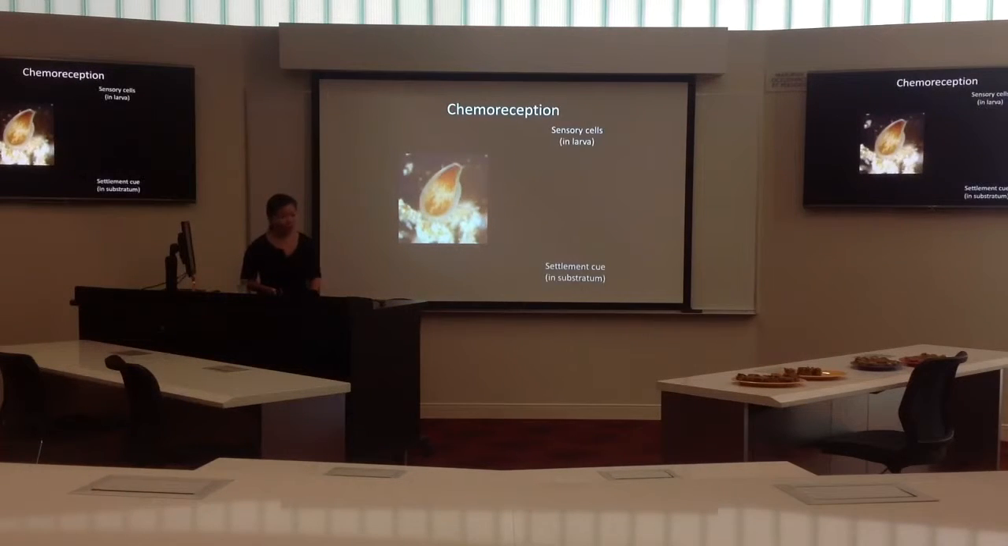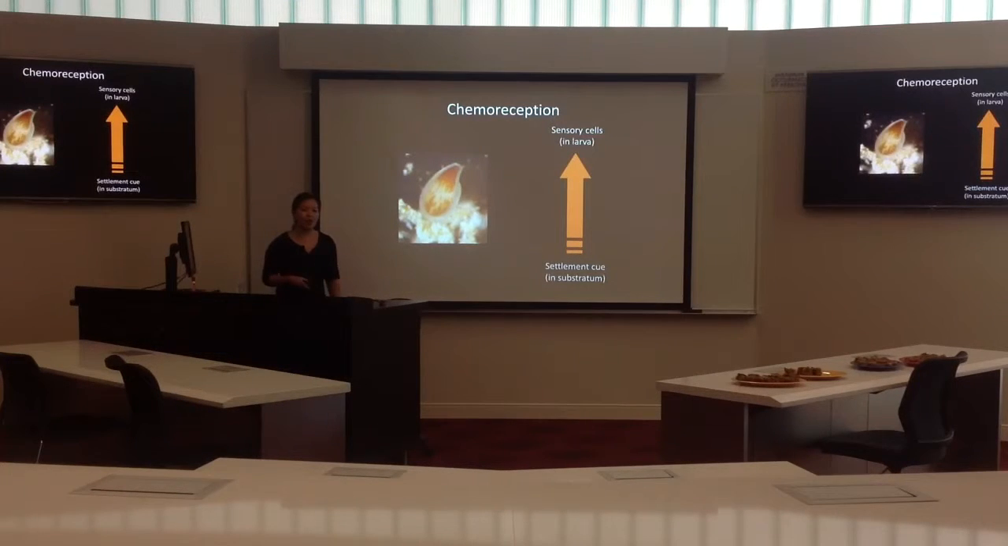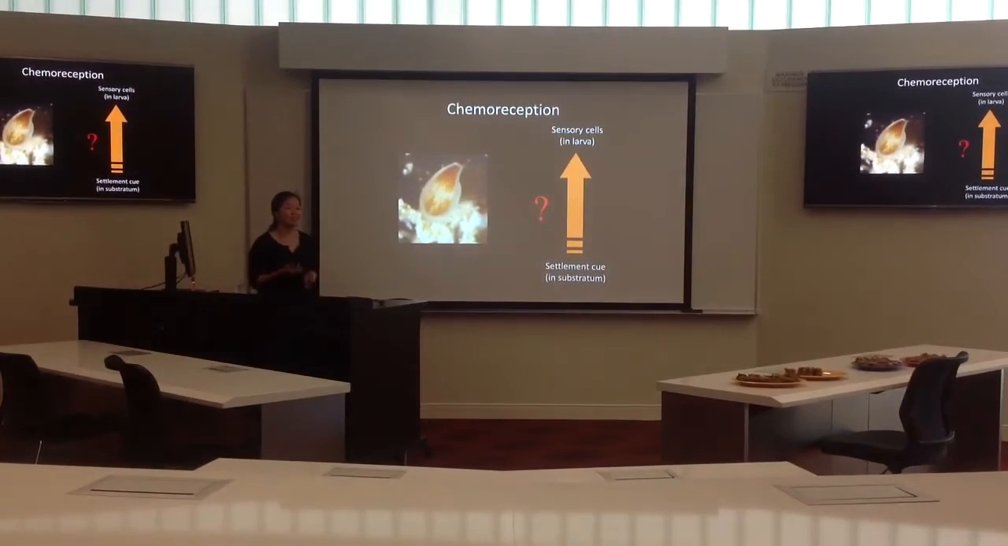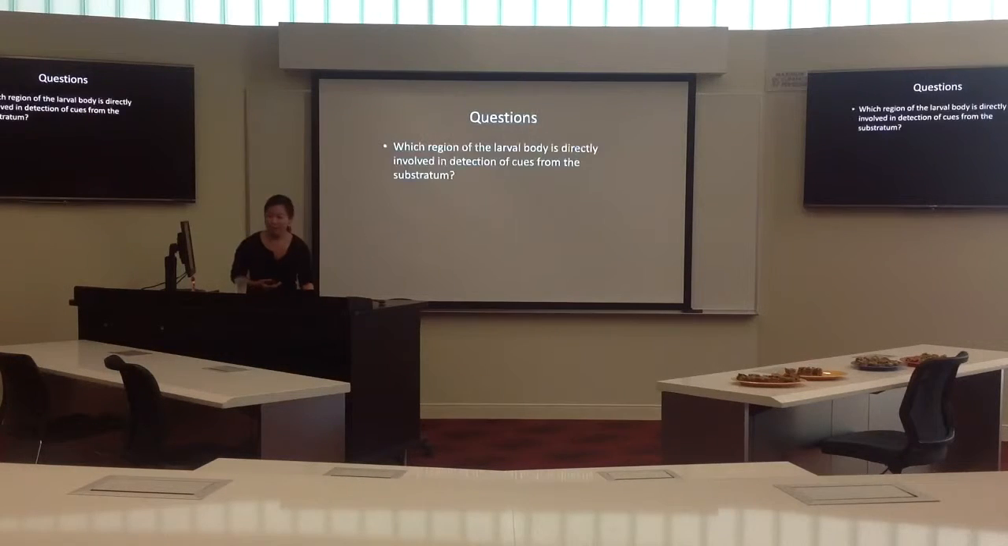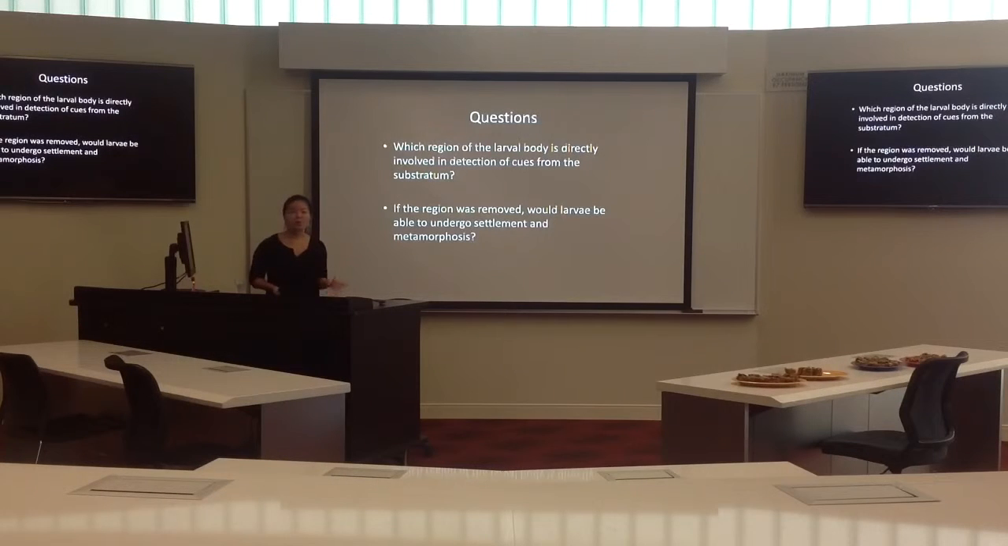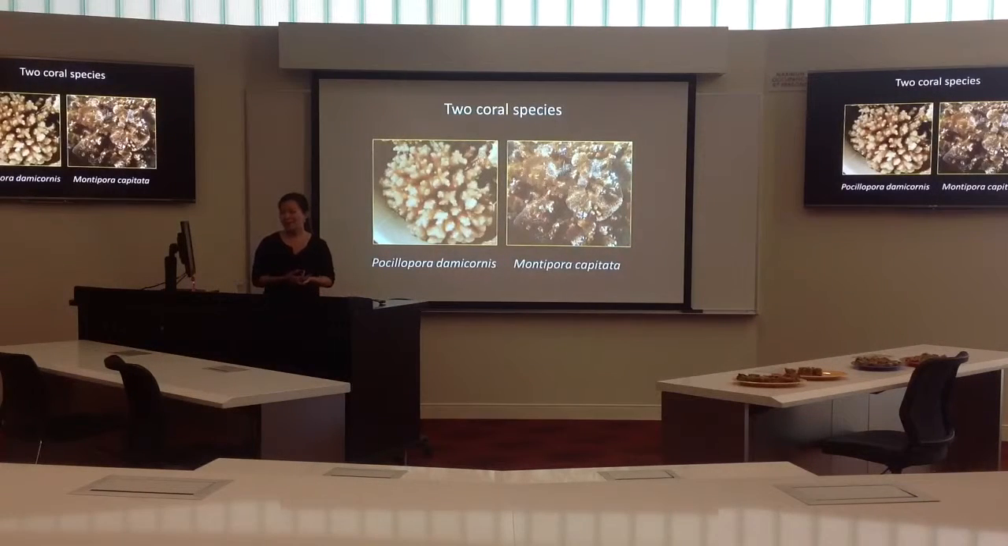And the question I'd like to focus on here is how do you go from the settlement cue that's in the substratum to the larva and the potential sensory cells that it utilizes to detect the cues. And this still remains a question, really. And in particular, I'm interested in which region of the larval body is directly involved in the detection of cues from the substratum. And if that region was removed, would larvae still be able to undergo settlement and metamorphosis if they can't detect it? And for this section, I focused on 2 coral species.